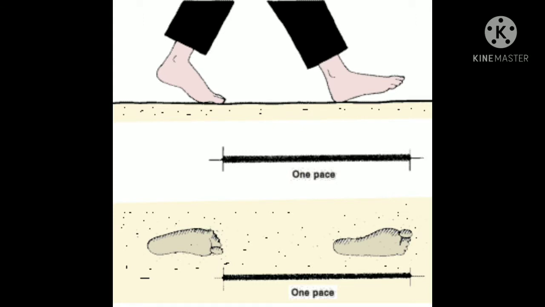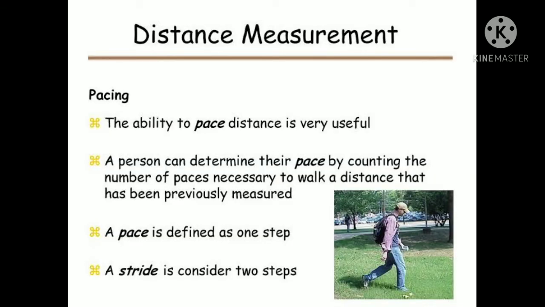Next, one pace. Can you see, within two legs, within 2 feet, it is determined as one pace. But can this one footstep determine your measurement? See now what pacing is. The ability to pace distance is very useful. A person can determine their pace by counting the number of paces necessary to walk a distance that has been previously measured. A pace is defined as one step, and a stride is considered as 2 steps.